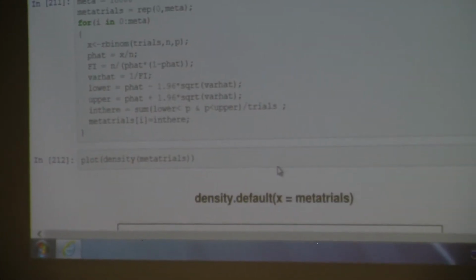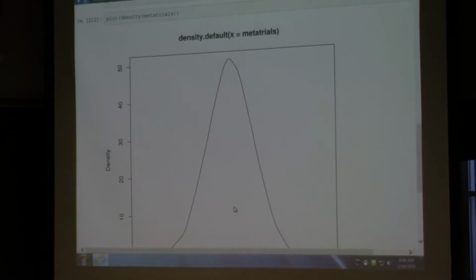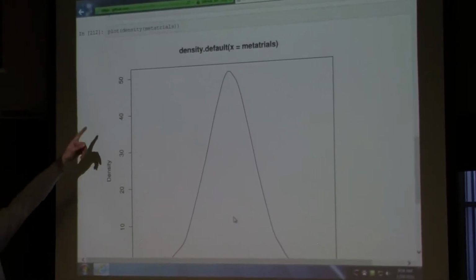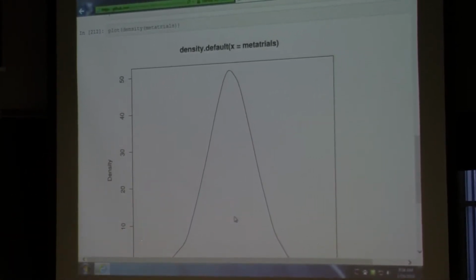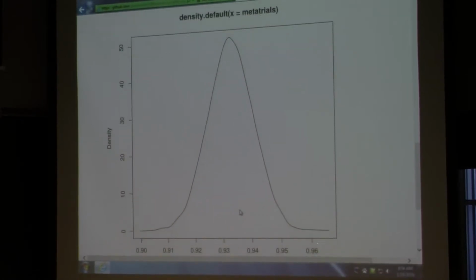What I actually want, instead of a histogram, is a nice picture. I could have said histogram, but it wouldn't have looked very nice. So when I say density, that means it's using a kernel density estimator to smooth out the histogram and turn it into something that looks like a probability distribution. So that's what it looks like.